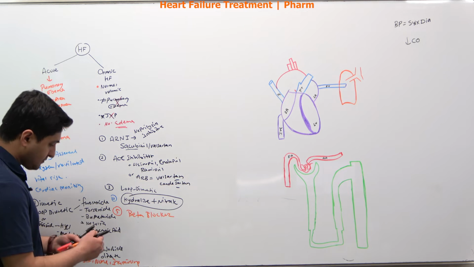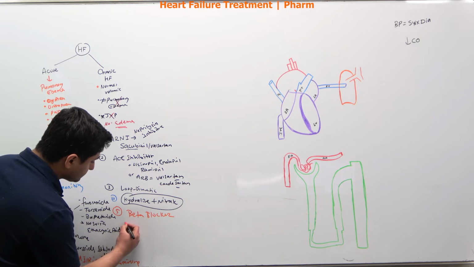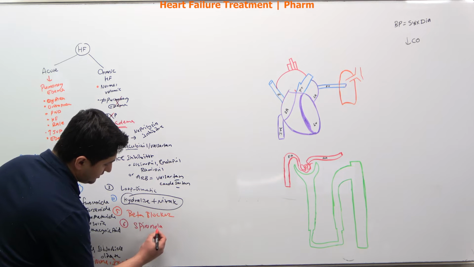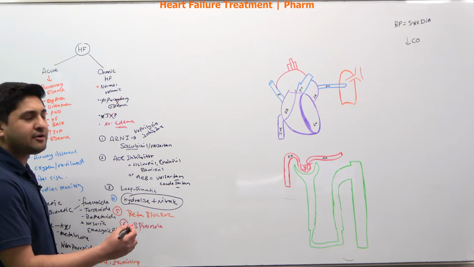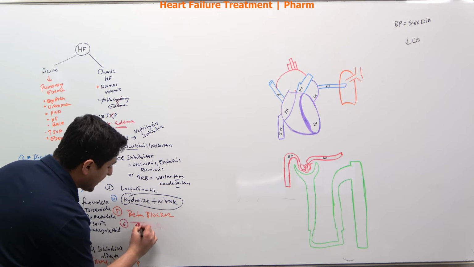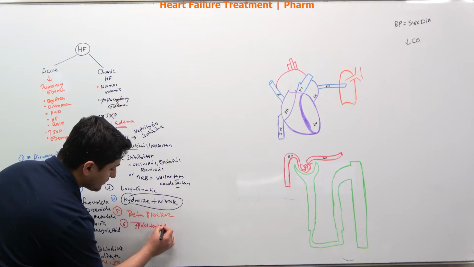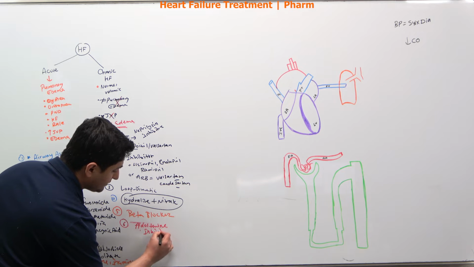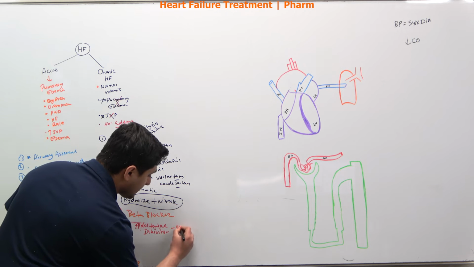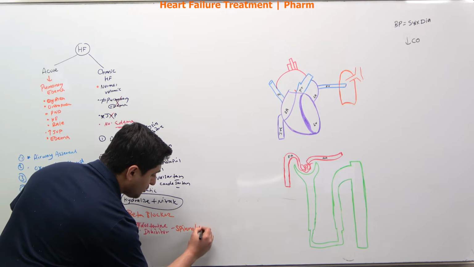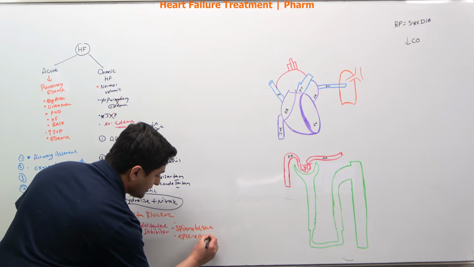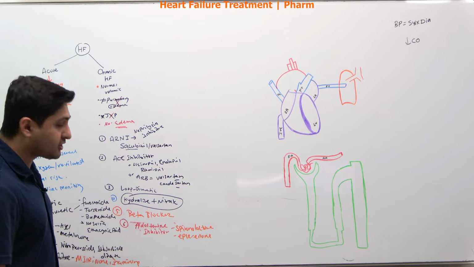And then sixth, you can also give spironolactone, or rather, I'll write down aldosterone or mineralocorticoid inhibitors, or potassium sparing drugs, like spironolactone or eplerenone. So these are the drugs you can use chronically.